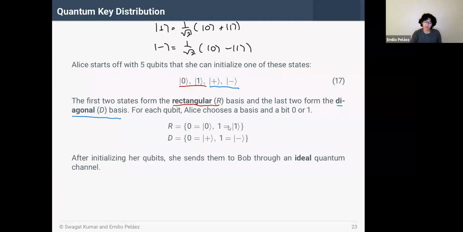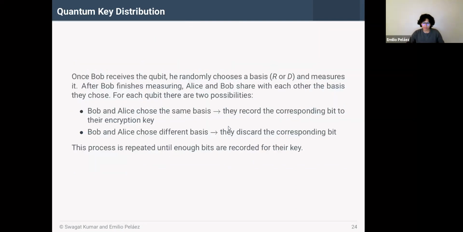So if she chooses the rectangular basis and chooses bit 0, she will go with the 0 state. If she chooses the rectangular basis and the bit 1, she will go with the 1 state. And with the diagonal, 0 corresponds to plus and 1 corresponds to minus. So after initializing her qubits to some combination of these states, she will send them to Bob through an ideal quantum channel. So again, no noise.